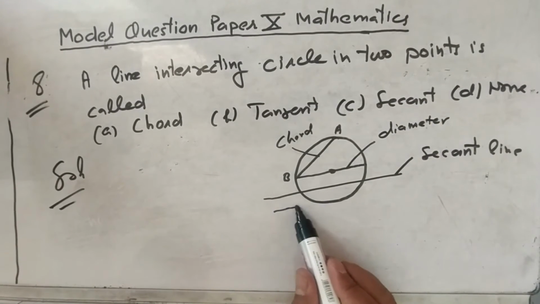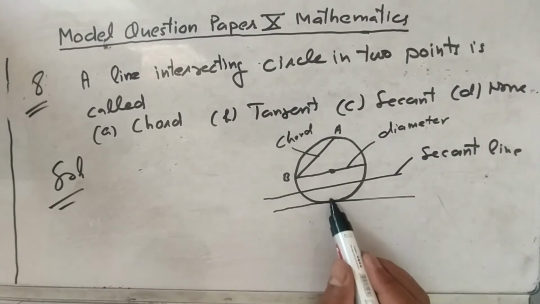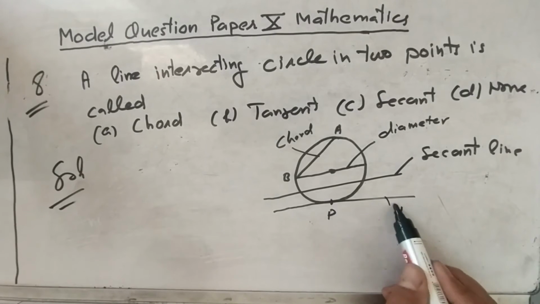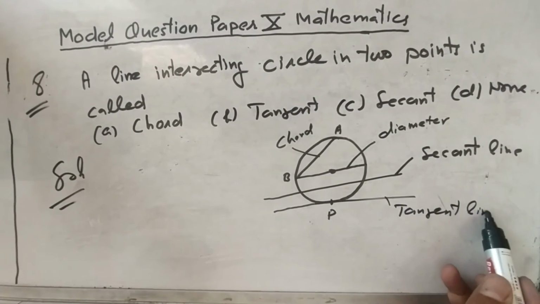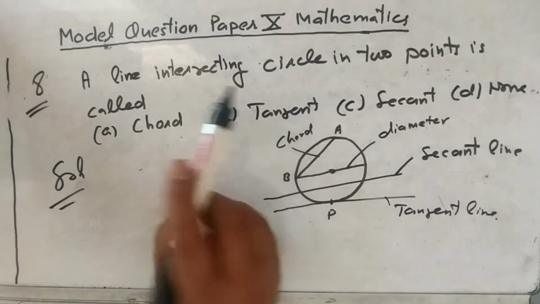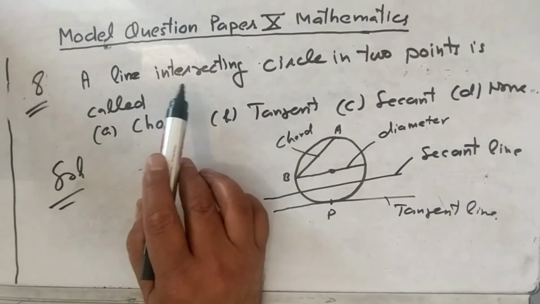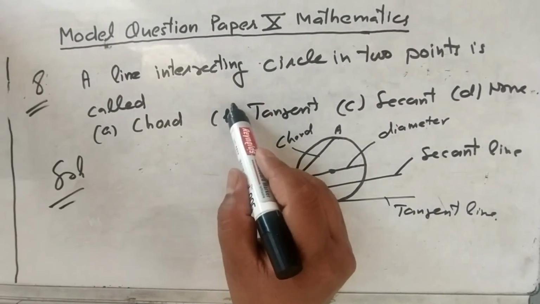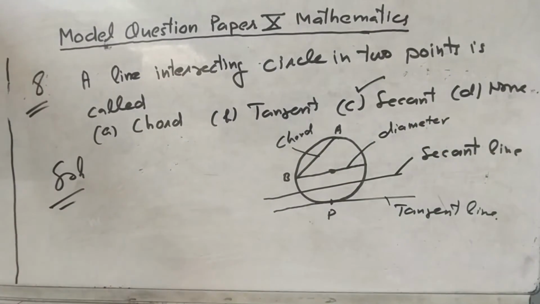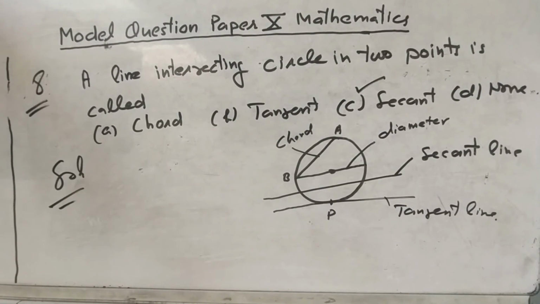And any line which touches the circle at exactly 1 point is called a tangent line. This is called a tangent line. So here he is asking what a line intersecting a circle in 2 points is called, children. This is a secant. The answer to question number 8 is secant.